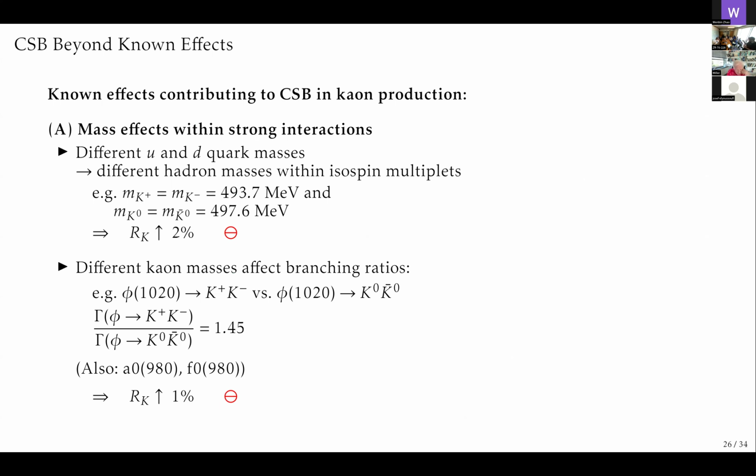But we have also already mentioned the phi decays, which also affect the kaon masses. They also affect the branching ratios, because the phi 0 is right on the threshold of K plus K minus production, and it's actually quite a significant effect, 1.45 if you compare the ratios. But considering how low the feed-down to the kaons is, it contributes only about 1% at worst.